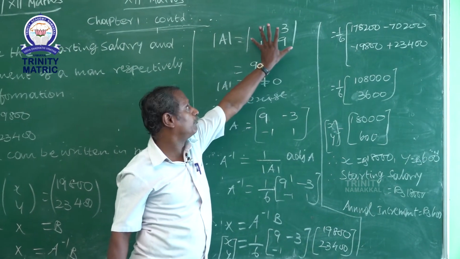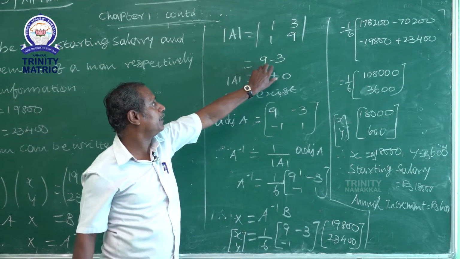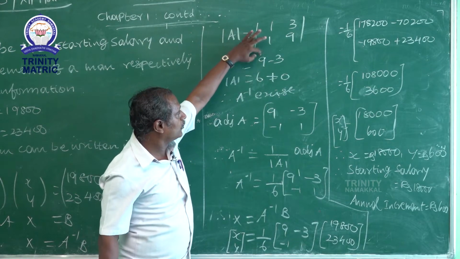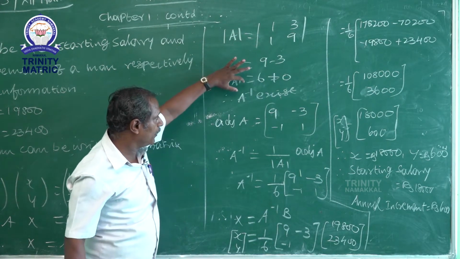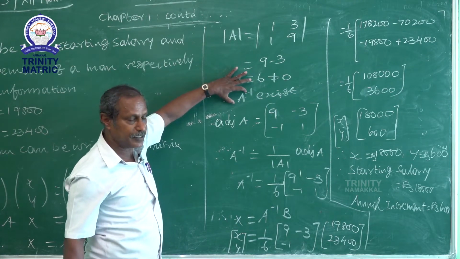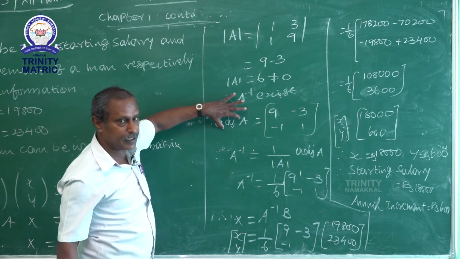So remove the matrix sign and put the vertical determinant sign. That means find the value. Cross multiply: 9 minus 3 equals 6. 6 is not equal to 0, so the matrix is non-singular and A inverse exists. If A inverse exists, then we have to find the adjoint.